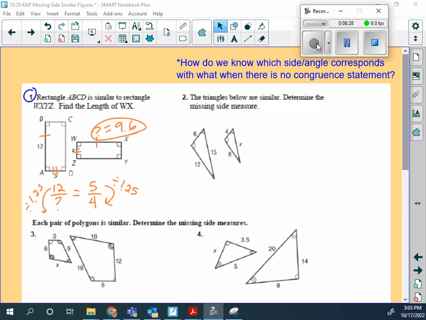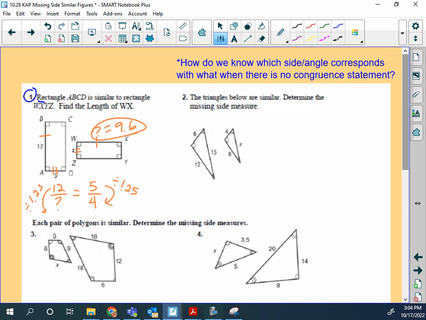Number 2 says the triangles below are similar. Determine the missing side measures. And I put a note here. How do we know which side or angle corresponds with what when there's no congruent statement? The congruent statement, you guys, is this right here. Rectangle ABCD is similar to WXYZ. That's the congruent statement. But notice on number 2 that they don't have that. So how can you know what goes with what?